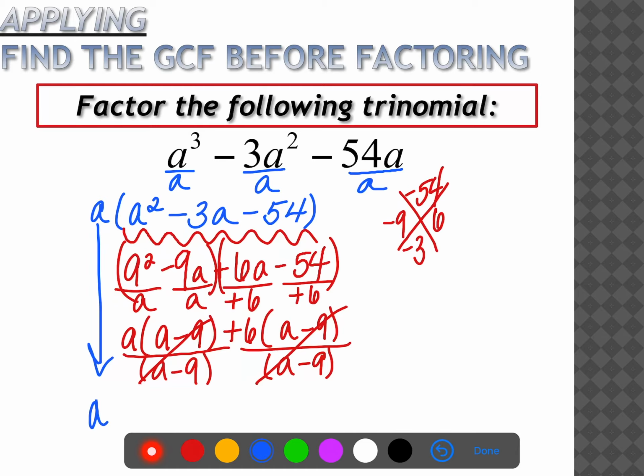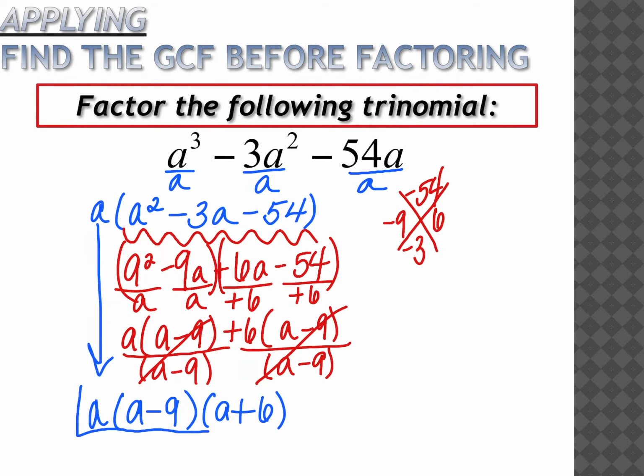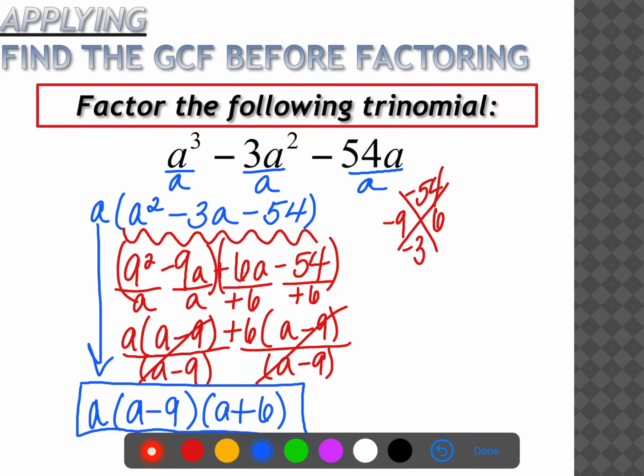All right, so the two parentheses that I'm going to get from magic, the a minus 9 and the a plus 6, are going to join that GCF that I brought down in the very first step for my final answer. Okay, so if ever you take out a GCF, it must be part of your final answer. All right, so that is everything that you need to know for magic.